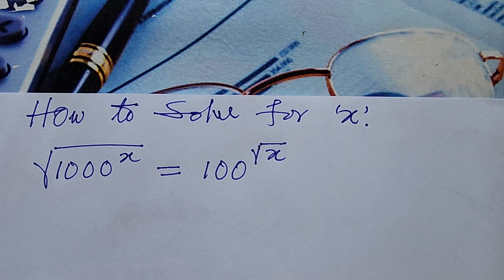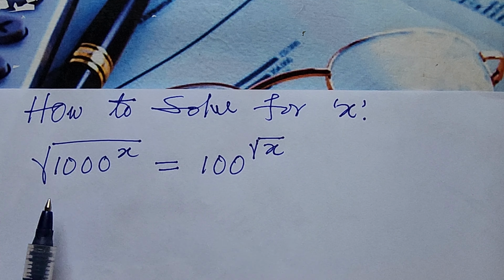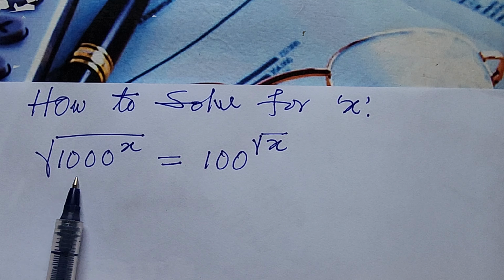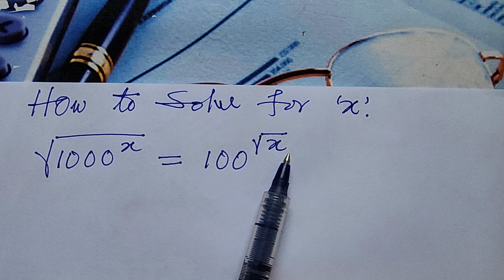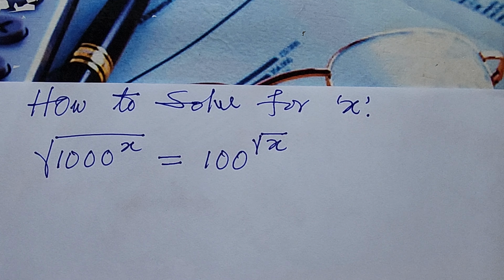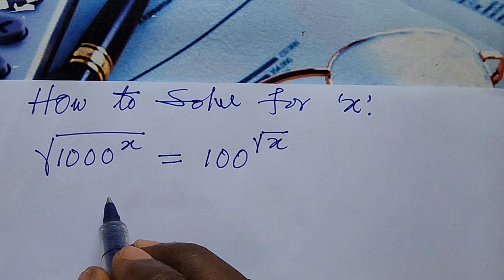So the question is: solve for x in the square root of 1000 to the power of x equal to 100 to the power of the square root of x. What's the value of x here? All right, so we take our solution here.